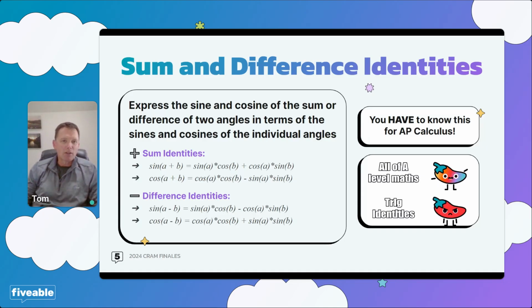Now, the other two types of identities you're going to need to know are the sum and difference identities. I'm not going to get into all the details about this. These are just, again, basic identities that allow you to evaluate sines and cosines for angles that maybe don't show up on the unit circle, but that can be formed by adding or subtracting some of those more fundamental angles.